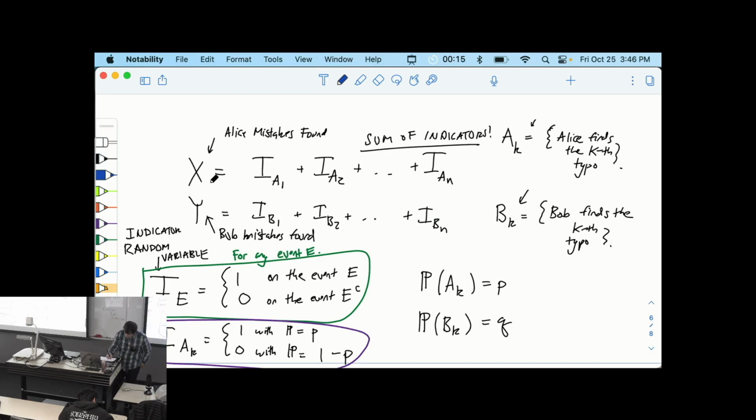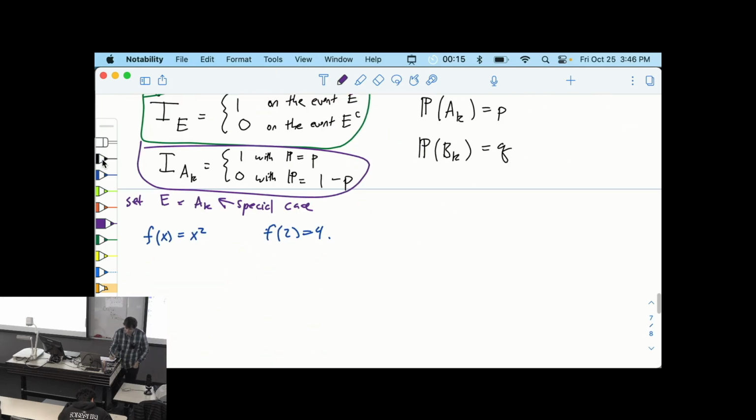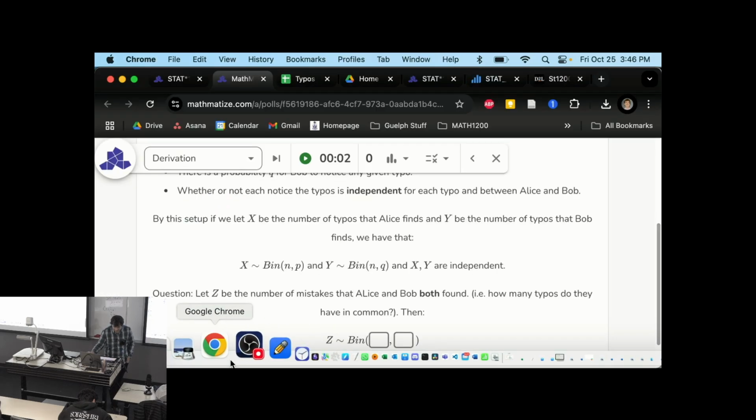When you add up n things, each of which are indicators with probability p, then that's a binomial n, p. So therefore, by what we know, X is binomial n, p. And similarly, Y is binomial n, q. All right. So far, so good. Now is where things get maybe a little bit tricky, is we look at the number they have in common. The number they have in common. And I called that Z, or Z if you prefer.